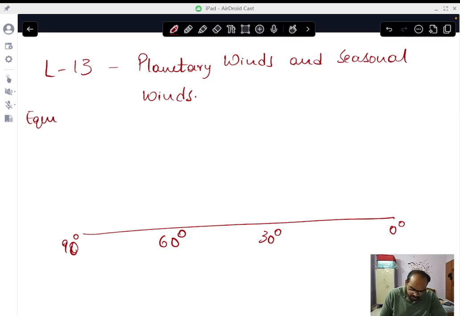What happens during equinox? During equinox, sun rays fall vertically on the equator. Equator in the sense not only 0 degree, from 5 degree north to 5 degree south. At this region, sun rays fall vertically. So this region is heated up very rapidly, very intensely. Due to that intense heat, a low pressure is developed at the equatorial region.